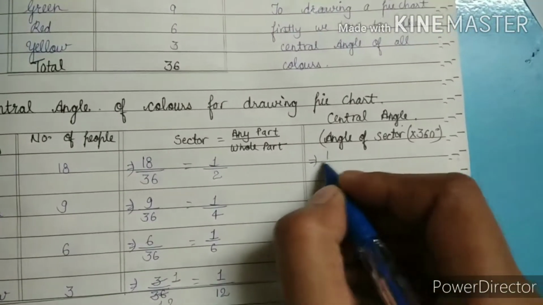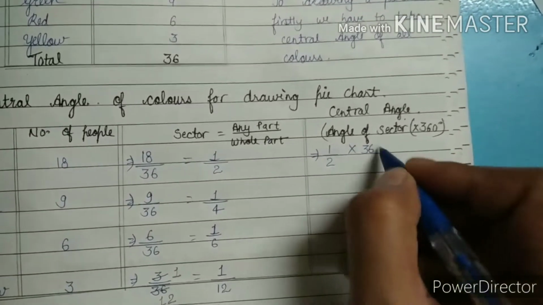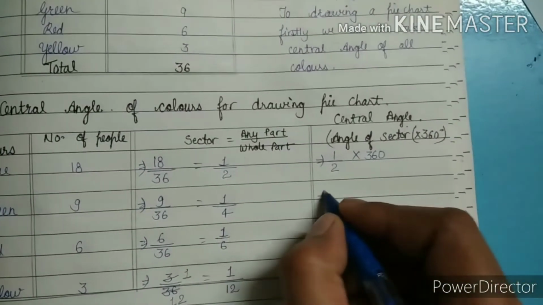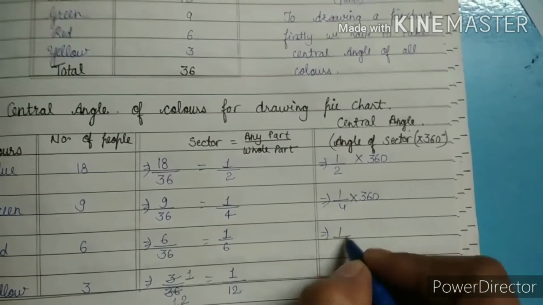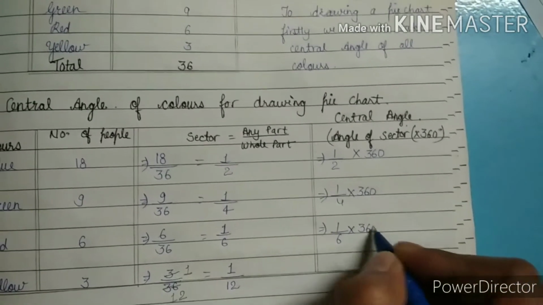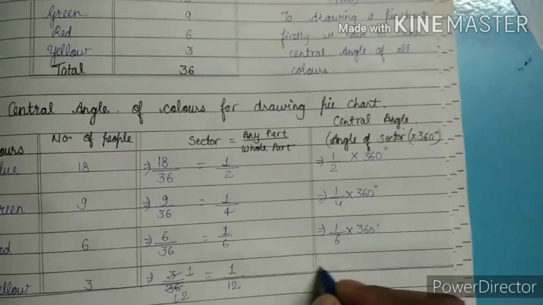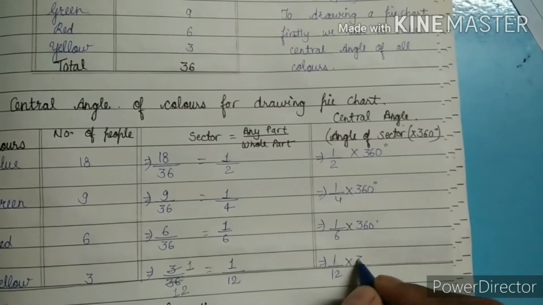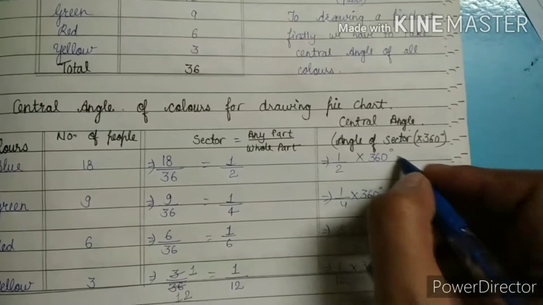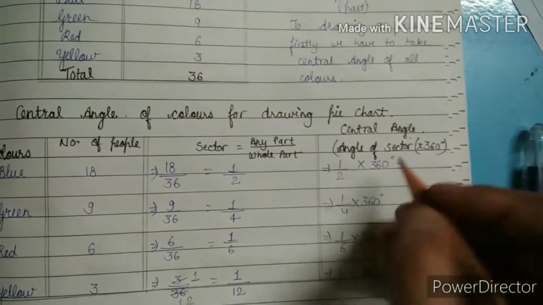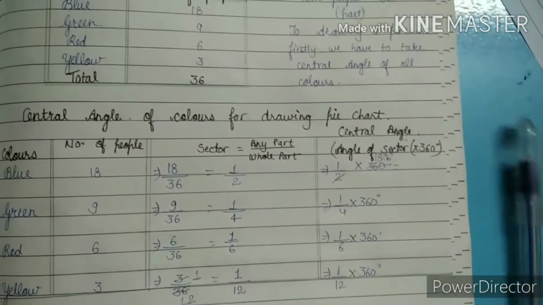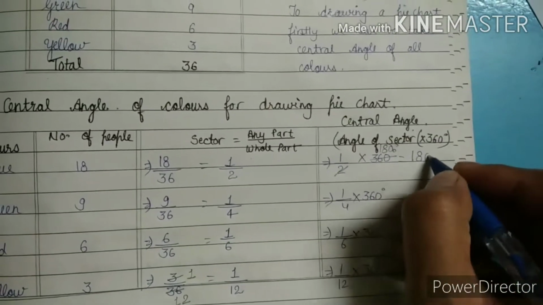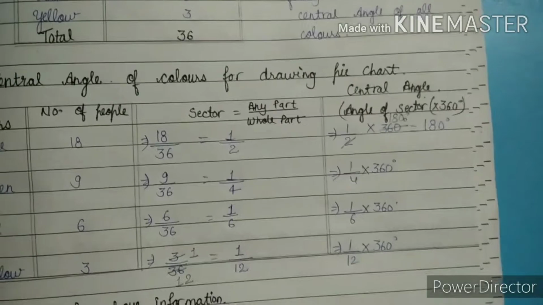So here 1 by 2 multiplied by 360 for the central angle. 1 by 4 multiplied by 360. 1 by 6 multiplied by 360 degree. And last, 1 by 12 will multiply by 360 degree. So when we reduce 360 by the table of 2, it will give us 180 degree. So here is 180 degree.